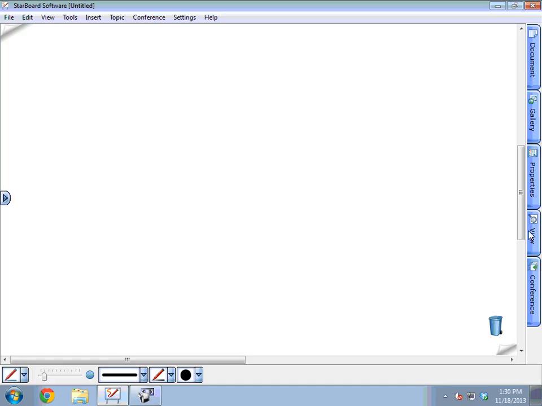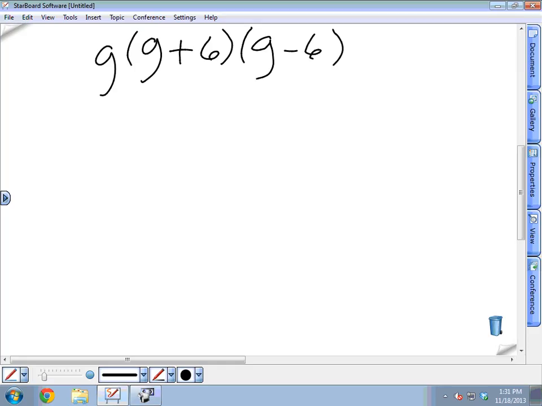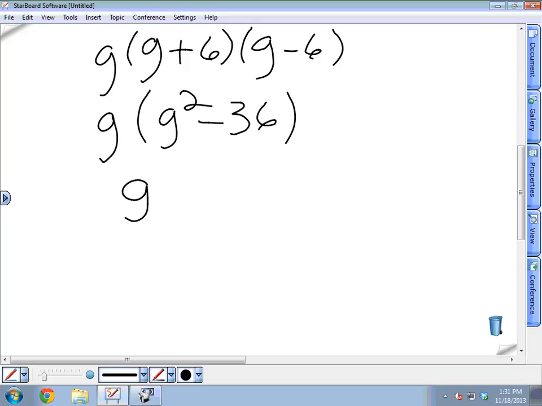And number 31 is g plus 6, g minus 6. I think it's easier to multiply these two first. Okay? So if it was me, I would do it the other way. Then you have your first, and it's going to be minus 36. And then distribute your g in afterwards. G cubed minus 36g. Multiplication is commutative, so you can do it in either order, but I think the second order would be easiest, right?